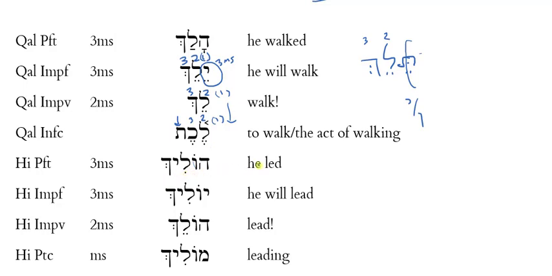Holich, Hifil perfect. He caused to walk, which means he led. Imperfect, yolich, he will lead. Imperative, holech, where I get the sere instead of the kirik yod, but I still have the hey prefix and the holem vav because it's a one-vav verb. Lead. And then the Hifil participle masculine singular, molich. Get the prefix mem and the holem vav. Leading, since it's an active participle. Okay? So those are the forms of halach. It is a split personality verb.